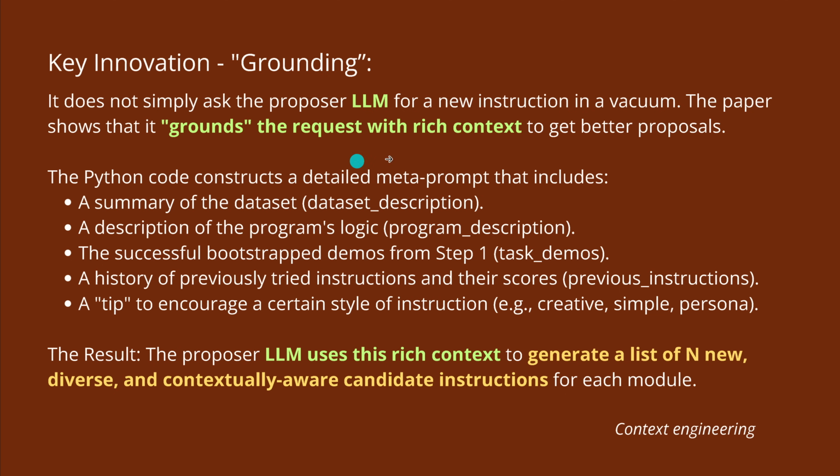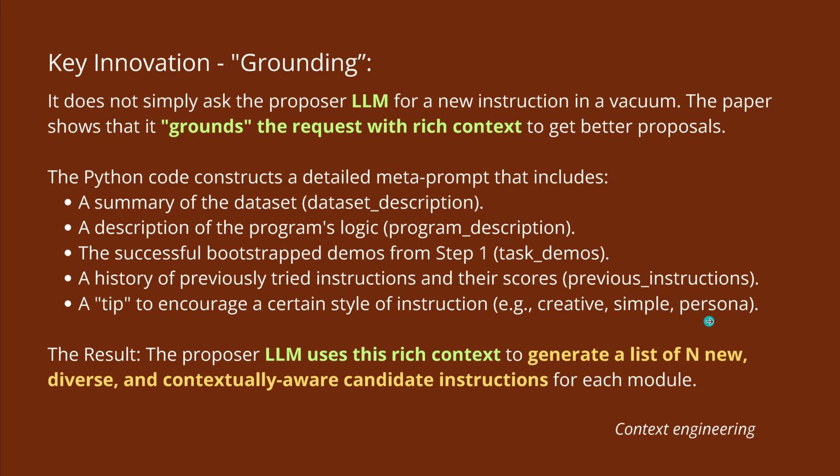The Python code constructs here a detailed meta prompt that includes additional context information for this prompt optimization: a summary of the dataset, a description of the program's logic, a successful bootstrap demonstration from step 1, a history of the previously tried instructions and their scores. It must learn, this was a good one, this was a bad one. And maybe a tip if you want to encourage a certain style of instruction.